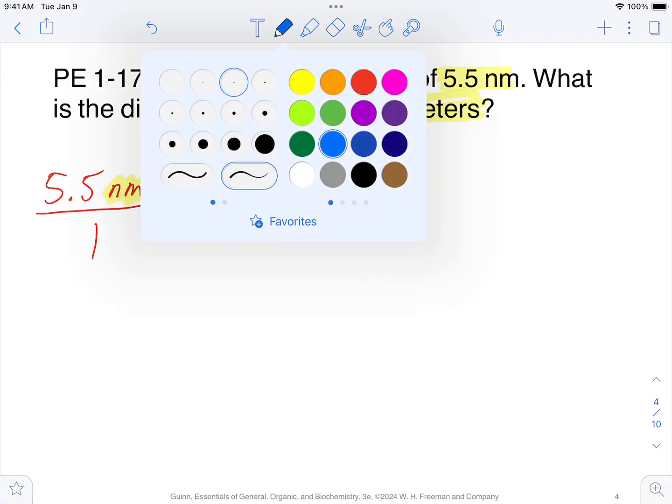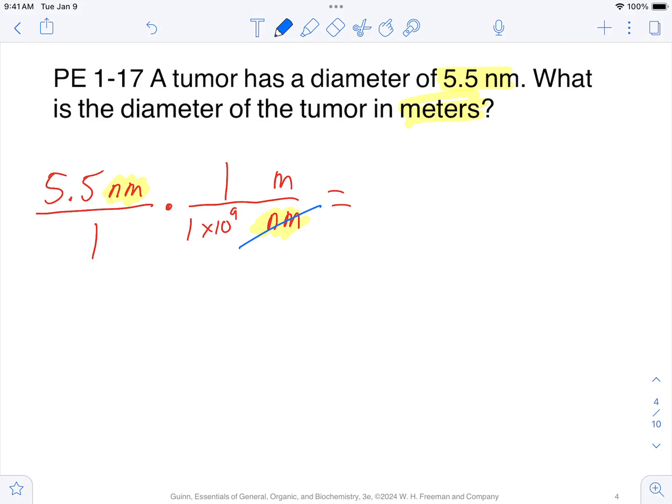And look at what happens to your units. The nanometers cancel, and we're left with meters. That's what we want. And our answer, be comfortable with scientific notation, 5.5 times 10 to the negative 9th meters. Notice that 9 is negative.